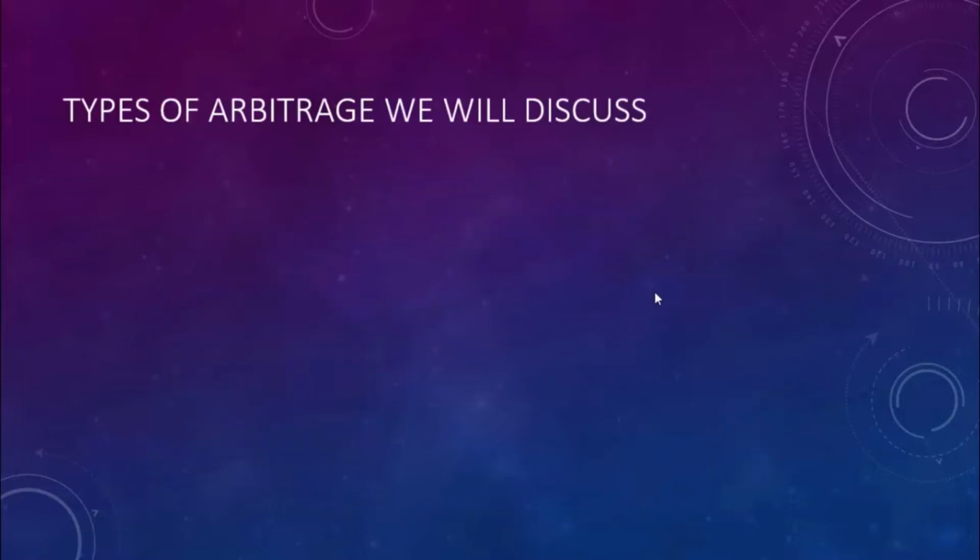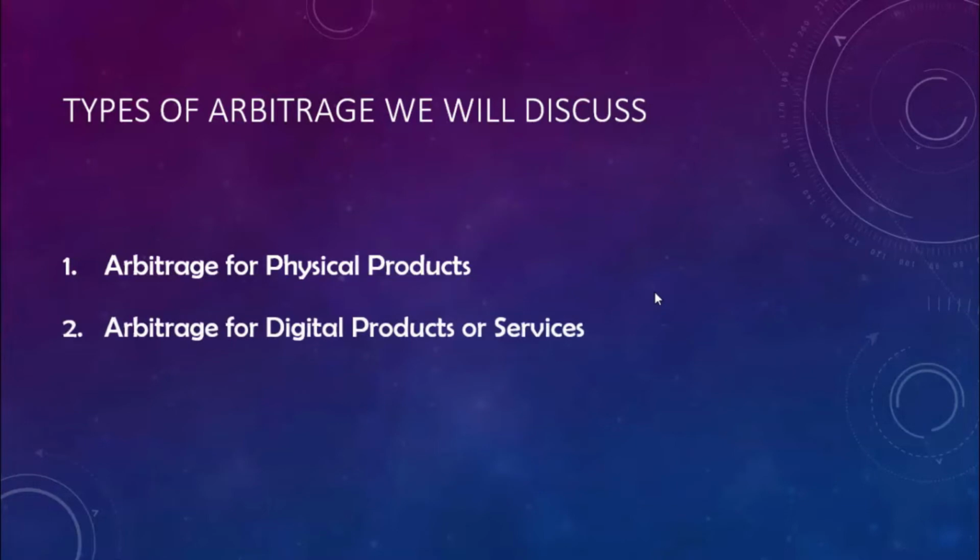Now, let's see what types of arbitrage we will discuss in this course. First of all, we will discuss arbitrage for physical products, like the example I just gave you with the iPhone, but it can be related to practically any type of physical product. I don't know, even shampoo if you want, or anything that is a physical product. Then we will also discuss arbitrage for digital products or services, which is a newer type of arbitrage, to say so, but it's getting more and more traction, and it's very useful, and it can be a very lucrative business model.